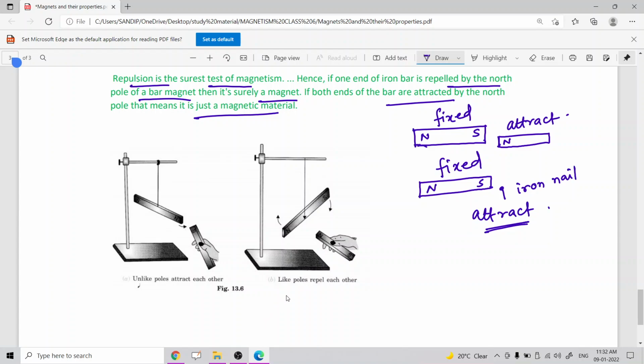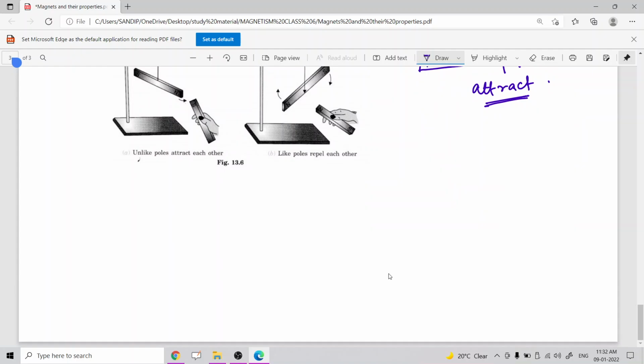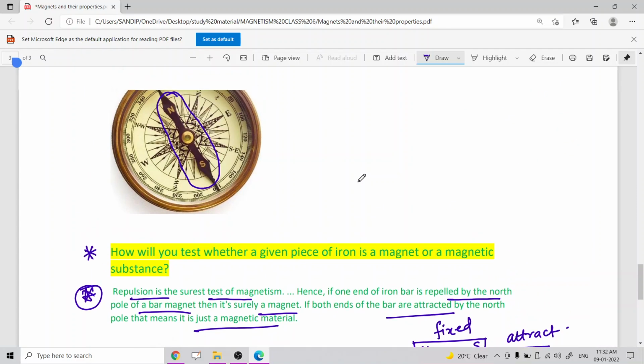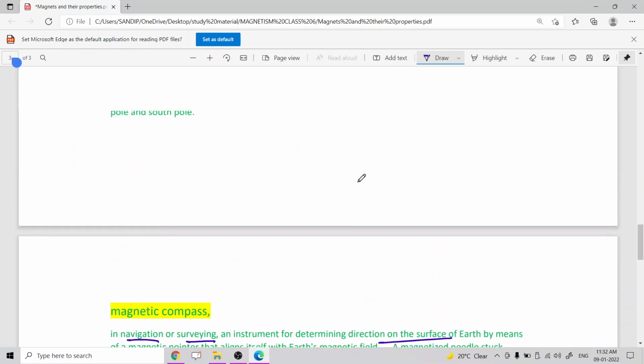And if we take a bar and the bar is repelled by a north pole, then we can say this is a magnet. So here this is very important: repulsion is the surest test of magnetism. So this is the end of today's class.